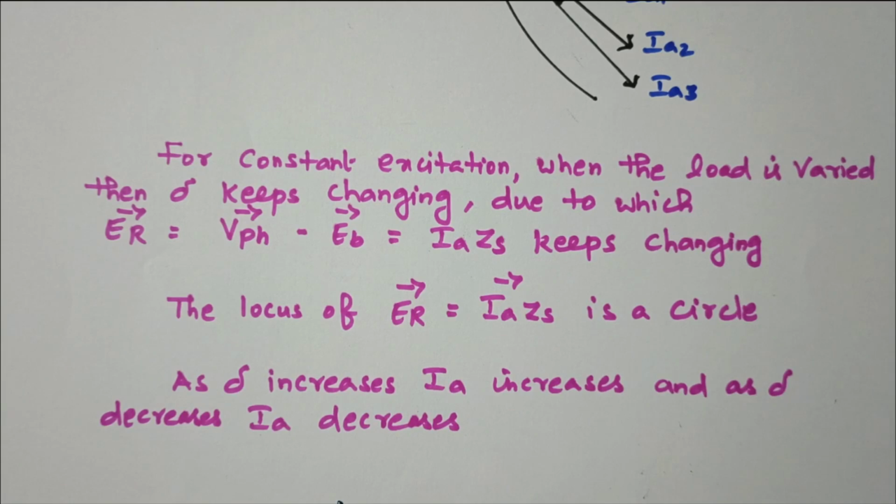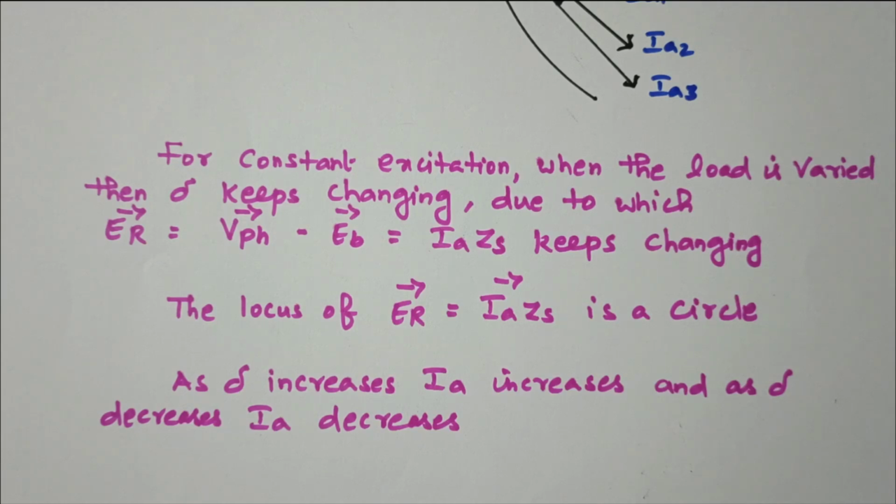So with that we can conclude that delta and IA are proportional. Delta increases means IA also increases. Delta decreases means IA also decreases. Right? So the synchronous motor on load, general case, is in the previous video. This video covers variable load and the constant excitation circle.